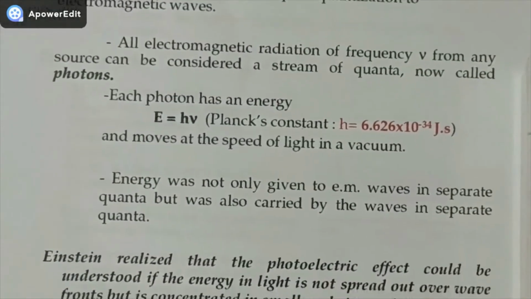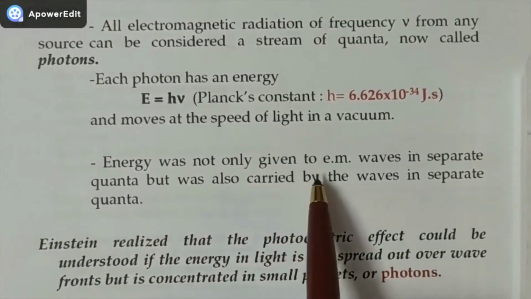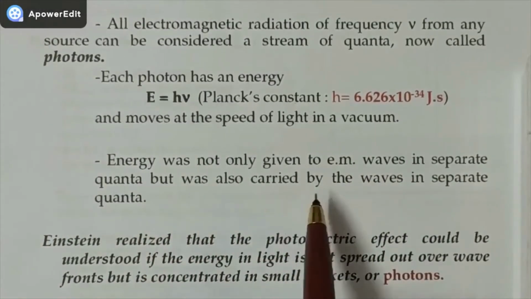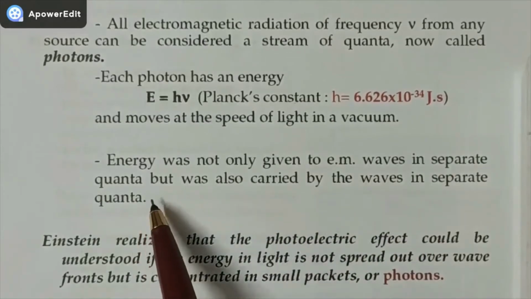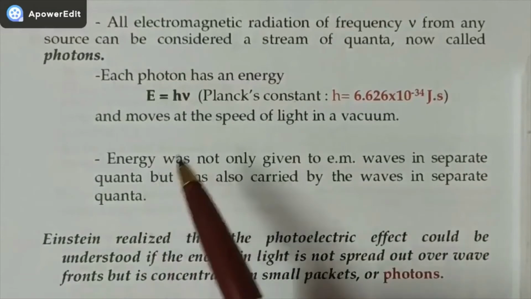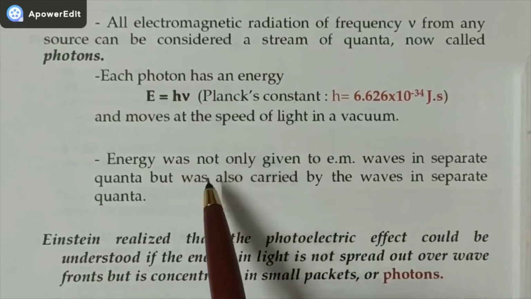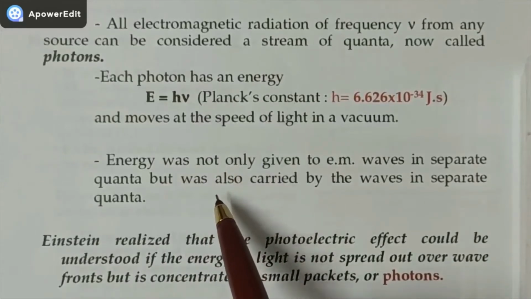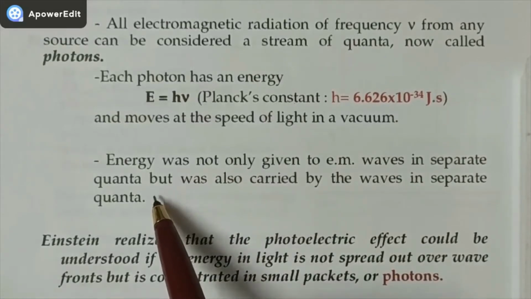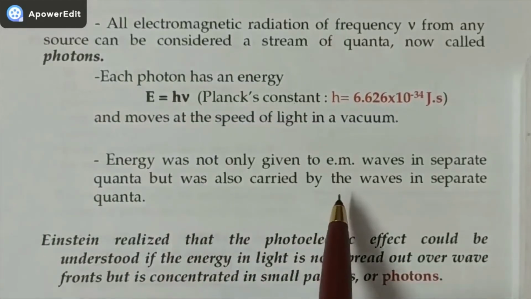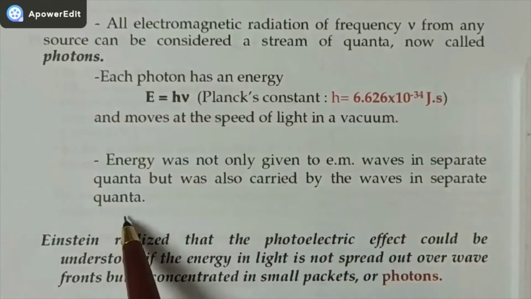That is the first thing. The second is that energy was not only given to the electromagnetic wave in separate quanta, but was also carried by the wave in separate quanta. That means the energy which the electromagnetic radiation carries is in terms of separate quanta. And if that radiation interacts with something and transfers its energy to that system, it is also transferred in separate quanta.